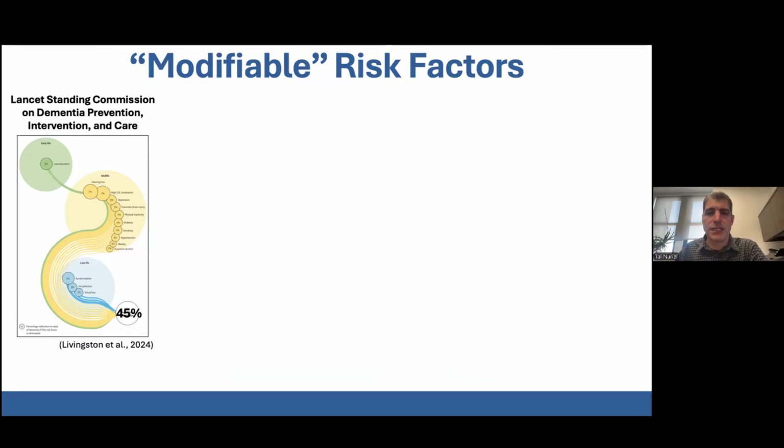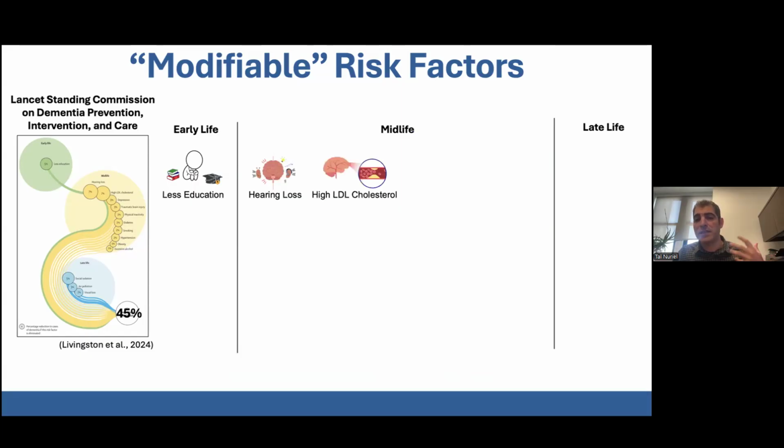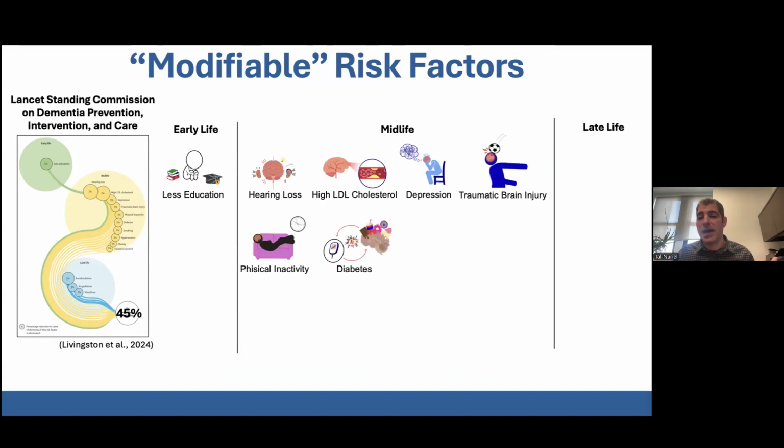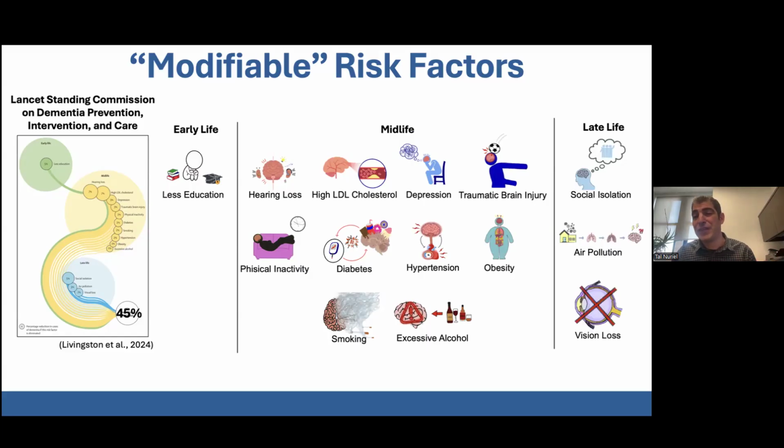I went through it a little more in detail before, but essentially they break it up into early life, midlife, and late life. Early life, having less education, unfortunately. Midlife, having hearing loss, high LDL cholesterol, depression, traumatic brain injuries, physical inactivity, diabetes, hypertension, obesity, smoking, and excessive alcohol. And then late life, social isolation, air pollution, and vision loss.